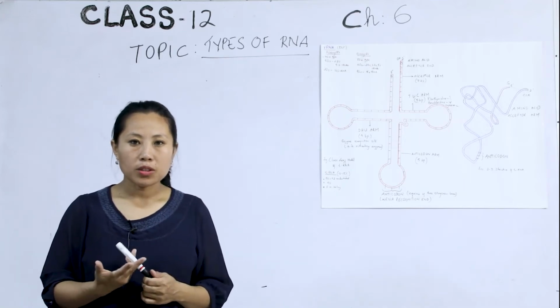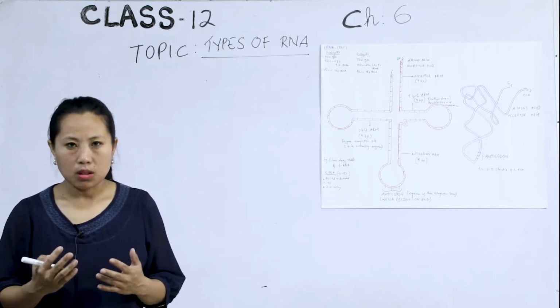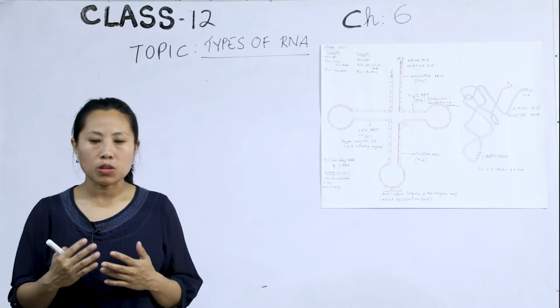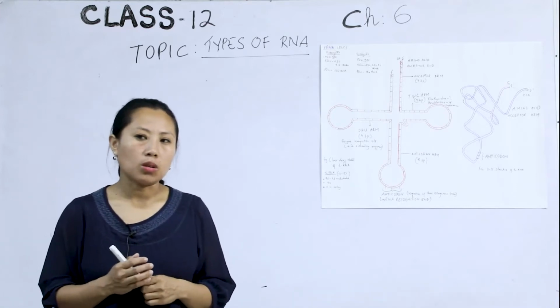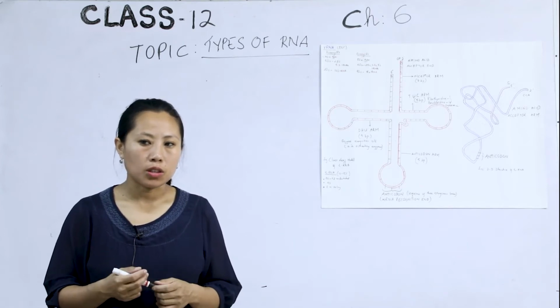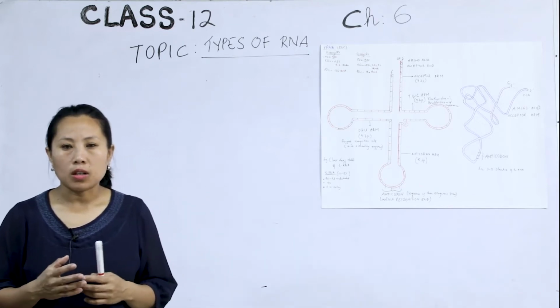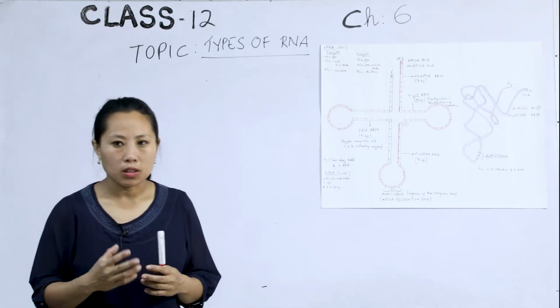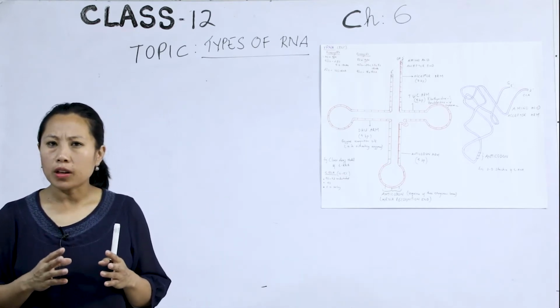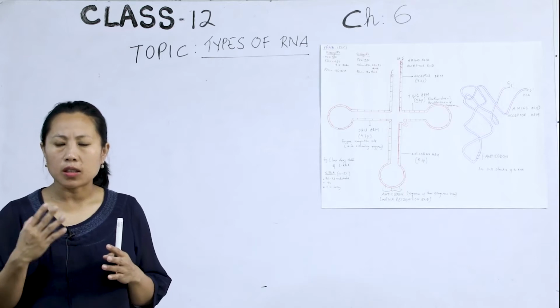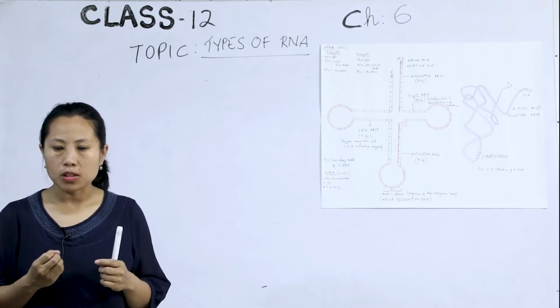In the previous classes we have discussed how protein synthesis starts with transcription, and we also discussed a little bit about the genetic code and the salient features of the genetic code. Today I would like to discuss the types of RNA, because these different types of RNA are going to be important in the subsequent process of protein synthesis.